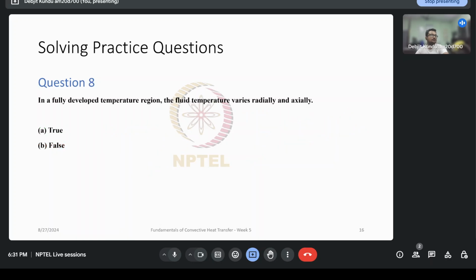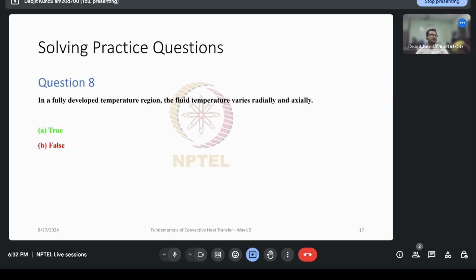Okay, so moving on, we'll move on to question number 8. Once again, a true or false type of question. The statement is that in a fully developed temperature region, the fluid temperature varies radially and axially. Is that true or false? Fluid temperature being T. Does that vary radially and axially? Is that true or false?